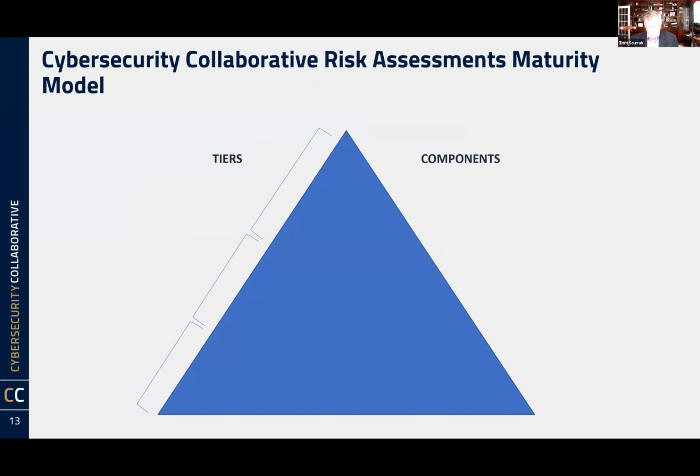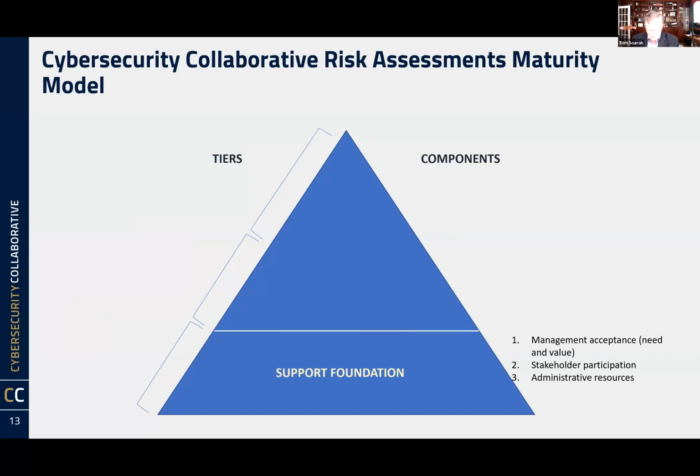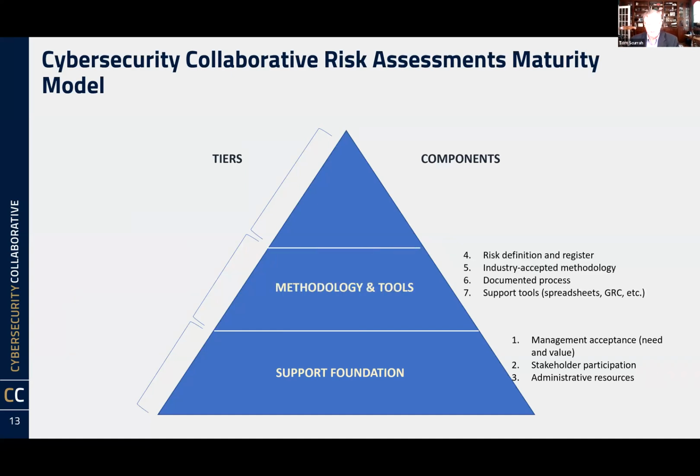But one of the things that we do, and this is again through the inspiration of one of our panelists here, is to chunk this into some reasonable way to look at the whole risk assessments fabric. So we've come up with a risk assessments maturity model, and it consists of three tiers. There's a support foundation. And it isn't just the methodology, but you've got to have management acceptance, and need and value, stakeholder participation, and administrative resources to do this. And it takes time to develop that. But at the base of this, if it's not there, all your other components are going to be less effective.